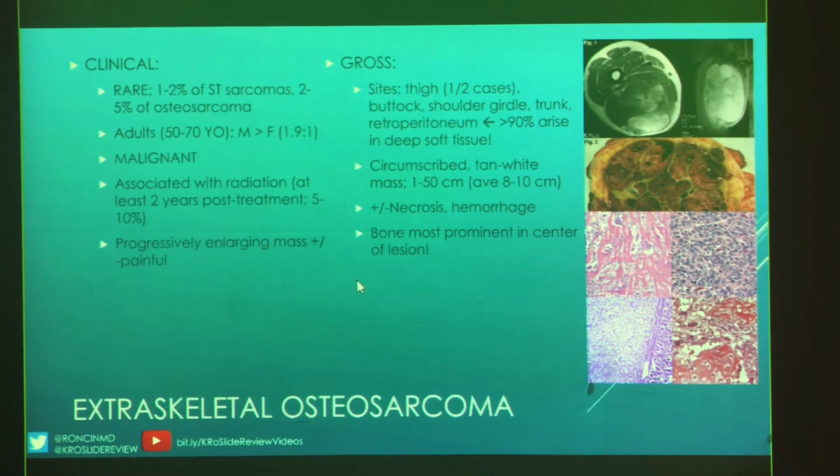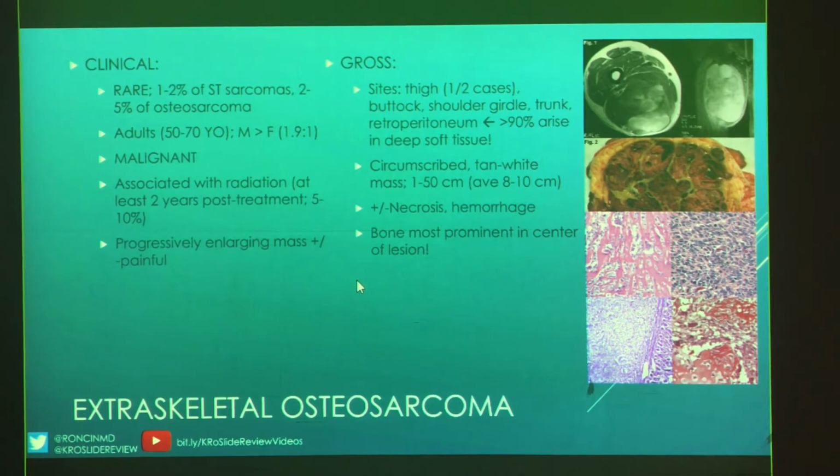And these are progressively enlarging, painful masses, or often painful. They like to occur in the thigh, buttocks, shoulder girdle, so we immediately notice there's a bit of a transition from our chordoma, which was axial skeleton. This likes the larger girdles, larger muscle groups, but it can also occur in the retroperitoneum, but these should pretty much always be deep soft tissue. So if this is something right beneath the skin, extraskeletal osteosarcoma would be very low on your differential.